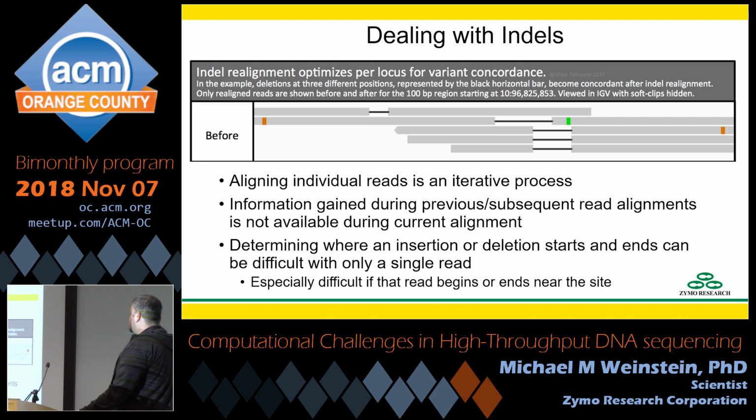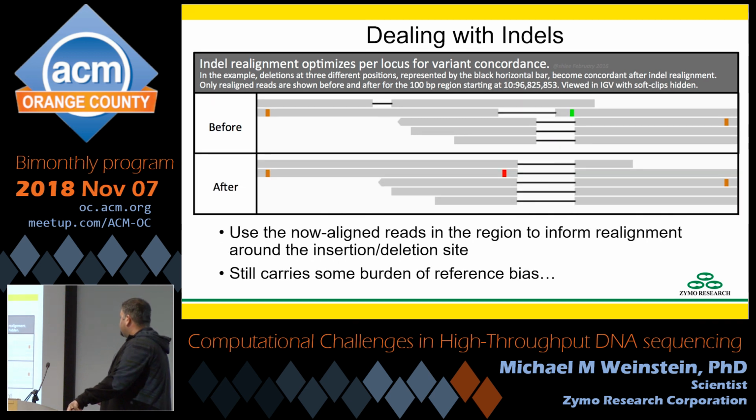Basically you don't use information gained during previous or subsequent reads to help align these things. So the solution to this problem is after you finish your alignment, start using it as prior information to improve these things. Essentially saying, I'm going to look at this, and clearly all these reads here I can really account for by just this deletion pattern. This is an improvement.